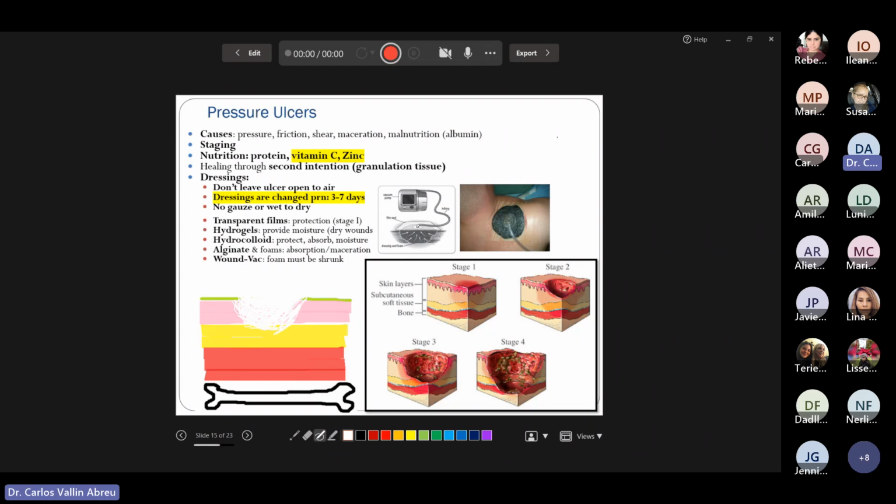But the depth of the ulcer stops in the subcutaneous. This is a stage 3. Stage 3 is a full thickness lesion. All the skin is gone, but the depth, the hole, stops in the subcutaneous. This is what defines stage 3.